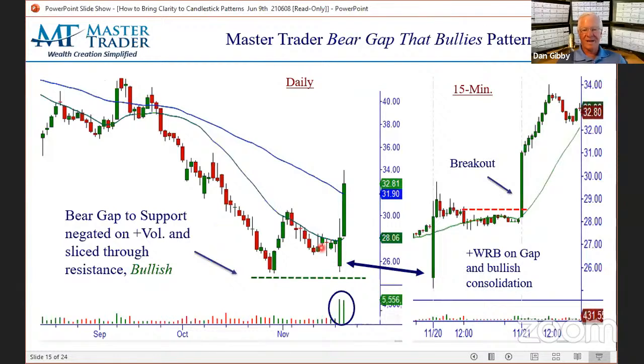Here's kind of another shock pattern. The message at the open of the day was ugly, but a gap to support. Still, there's nothing to do yet. I don't know what this is going to do in the first 30 minutes, but on an intraday time frame, this first 15-minute bar sliced back through resistance and negated the gap. So the message of that is very bullish. And then we got a breakout the next day on that.